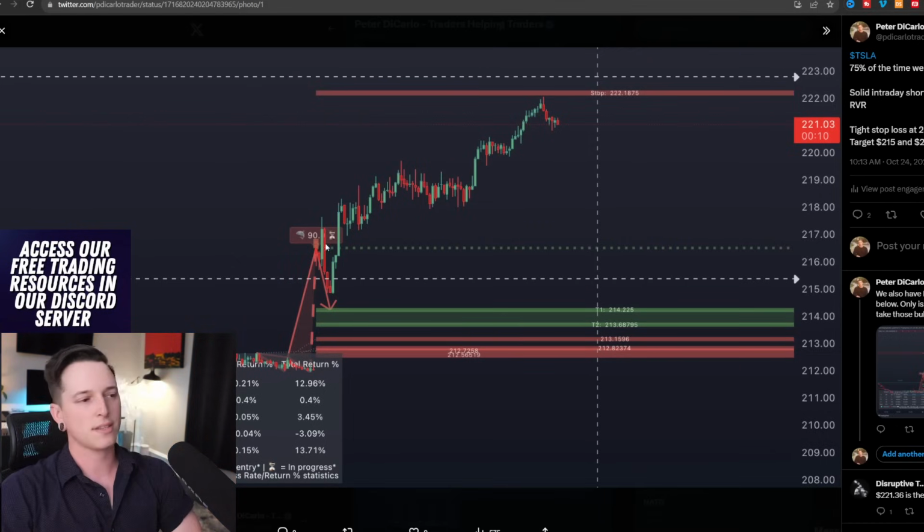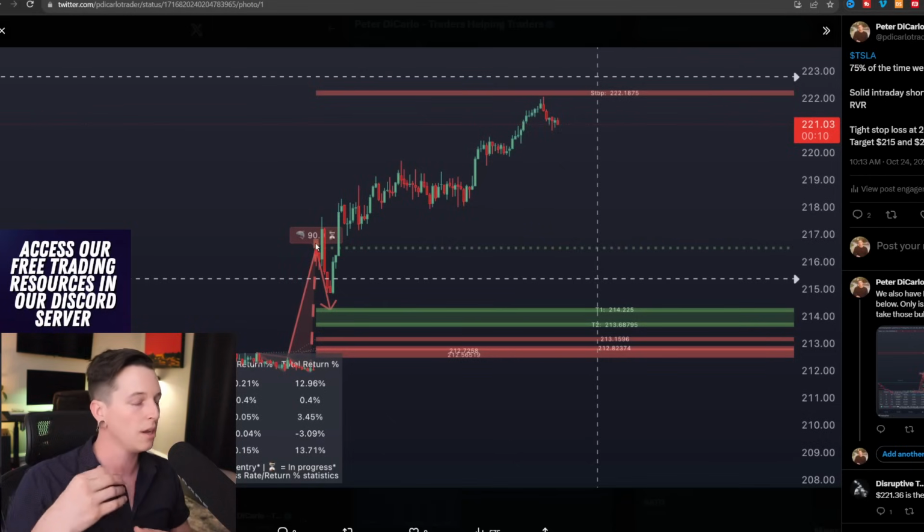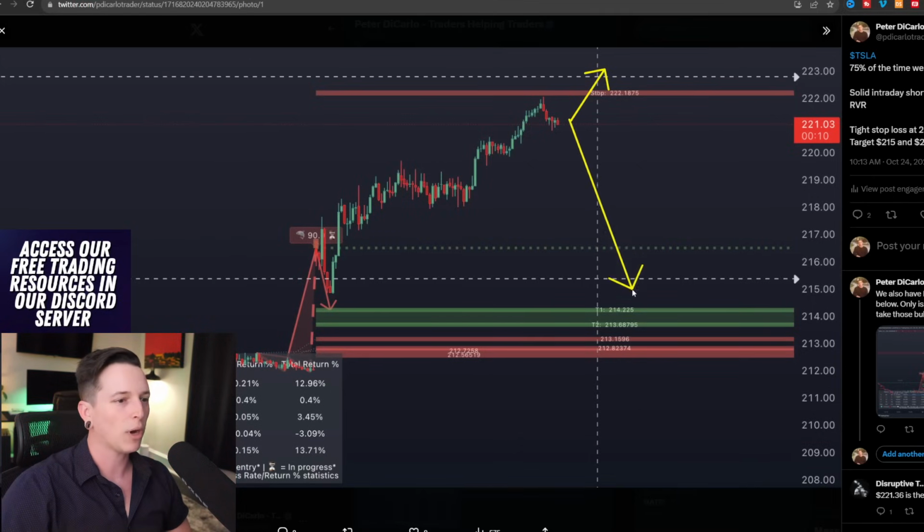But in this instance, as that shark pattern happened, we didn't get in as soon as it occurred at 217. We actually allowed it to continue to run, and now we're catching it trading around this level of 221.03. So now our risk versus reward is so high, because our potential loss is just the move up to 223, while our potential gain is the move back down to 214. These are the types of trades you want to take, ladies and gentlemen.